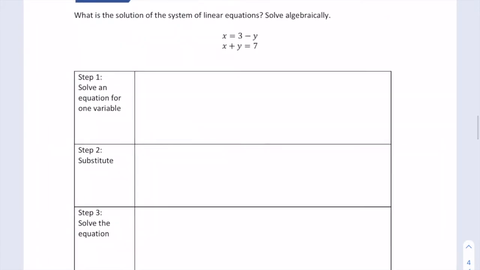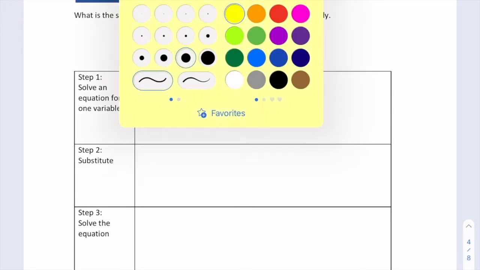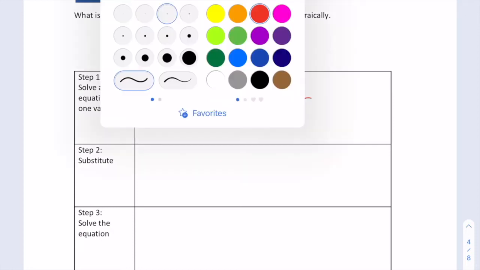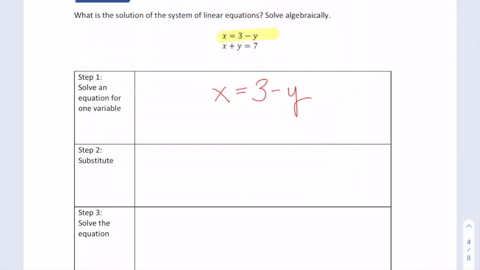Okay, so for this system, we do have x already isolated here. So x equals 3 minus y. So we don't have to do anything after that, right? So that's already isolated. And now we're going to plug that into the equation, substitute. So the second equation was x plus y equals 7. And we're going to put 3 minus y in place of x. So plus y equals 7.